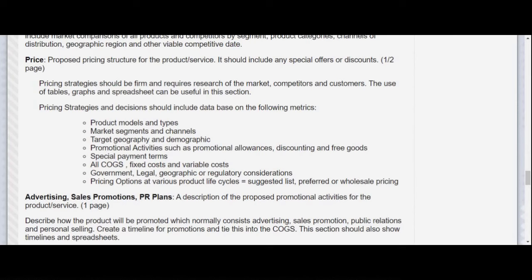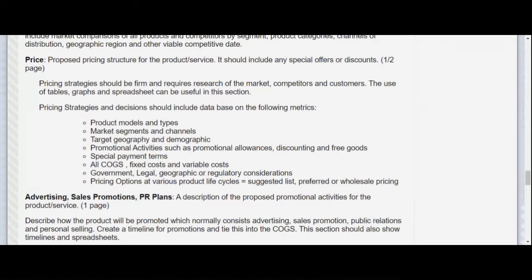What does your target look like in terms of personas, geography, demographic? What type of promotional activities? This is important when it comes to pricing. Are you going to sell your product at $9.99 every single week, but for Black Friday you're going to do $4.99? A special promotional item? Are you going to do free shipping and give away free goods? What does that look like here? So understand what your pricing model looks like in this particular section, and write that out.